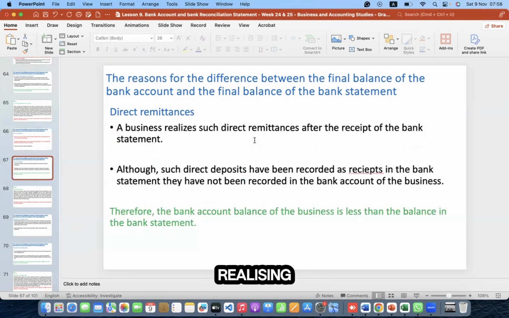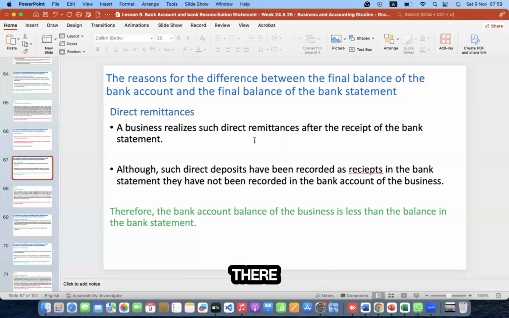A business realizes such direct remittances after receipt of the bank statement. Although such deposits have been recorded as receipts in the bank statement, they are not recorded in the bank account of the business. So because of that, what happens is the bank account balance of the business is less than the balance in the bank statement.